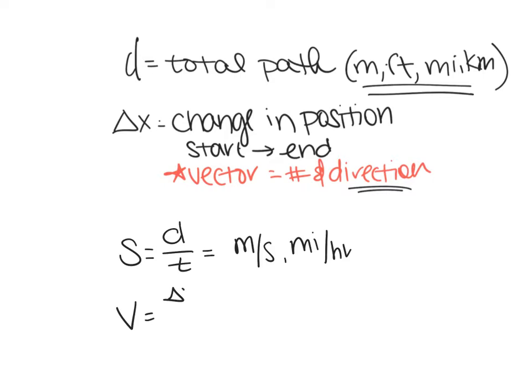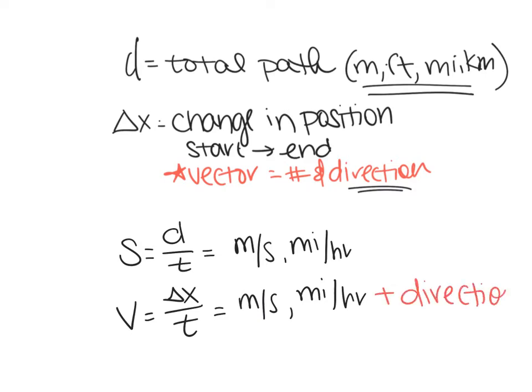Velocity is my change in my position, my displacement over my time. This still is going to be meters per second or miles per hour or kilometers per hour, but this one also comes with a direction. So we say that velocity is also a vector quantity because it has that direction attached to it. So are you traveling in the positive direction or the negative direction? Are you going north or are you going south? Okay, so you have distance, displacement, speed, and velocity. So those are going to be our 4.